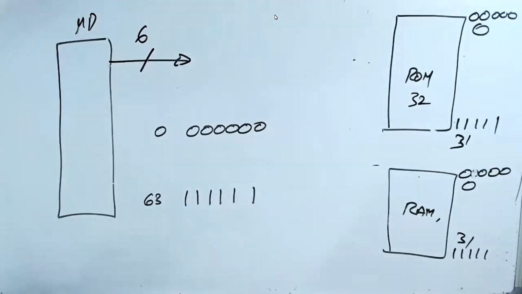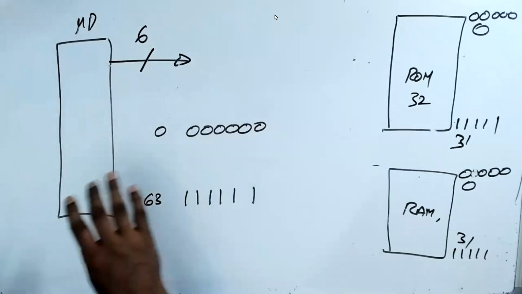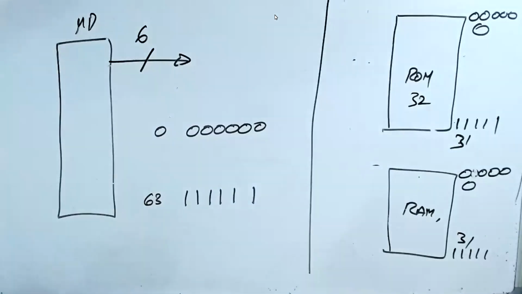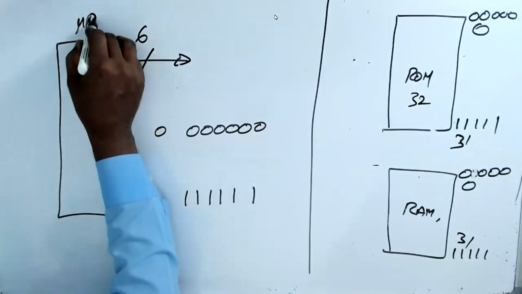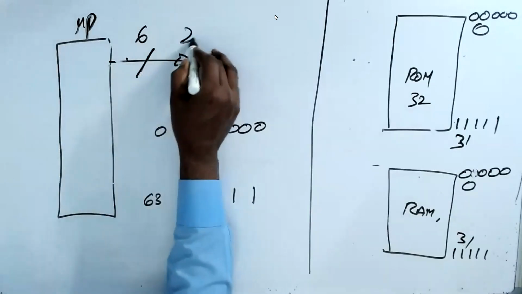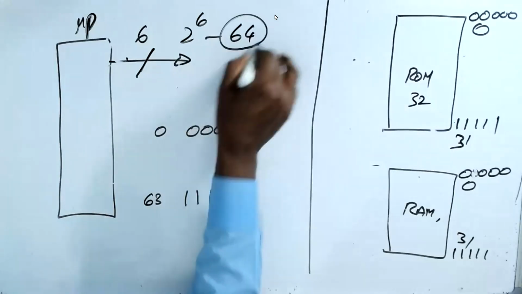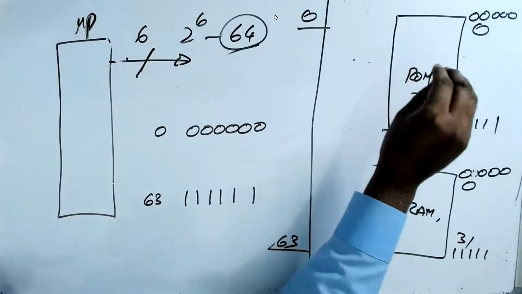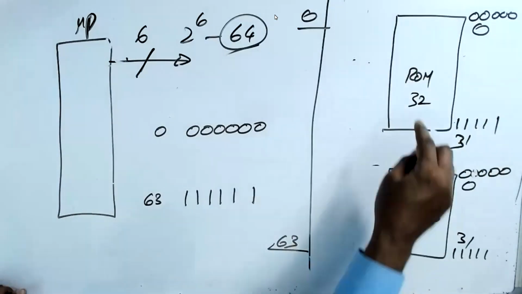Now, how am I going to stitch? Stitching is a technology you need to understand. For this one, see here, there is a barrier. The microprocessor doesn't see whether it's a ROM or RAM. The microprocessor sees only 2 power 6, which is 64 addresses, 0 to 63. But there are two physical chips.